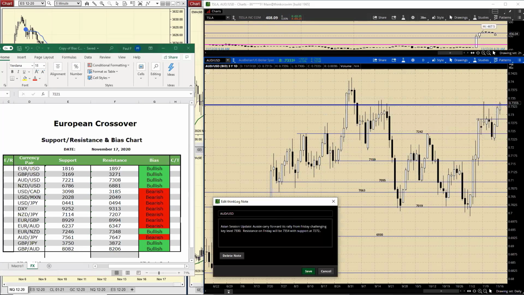So the Aussie carried forward its rally from Friday, challenging the key level of 73.30 on Monday. Resistance on Friday will be 73.54 with support at 72.72.